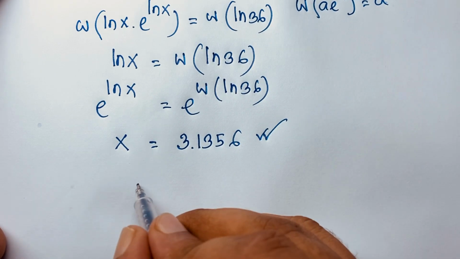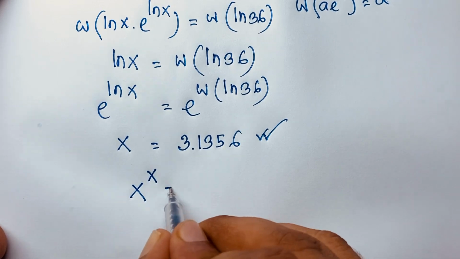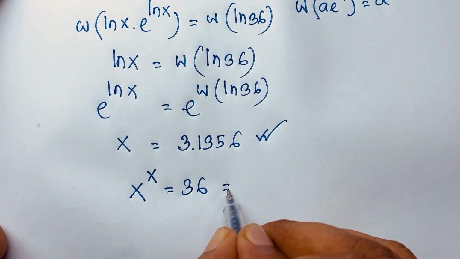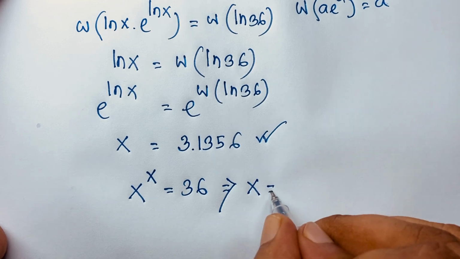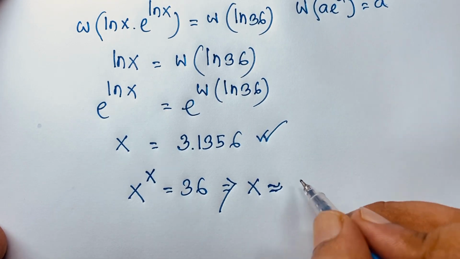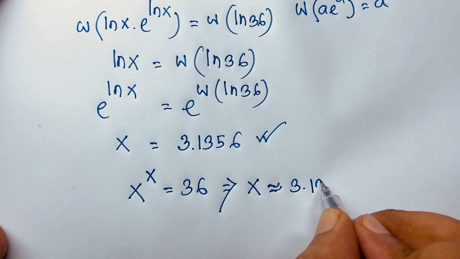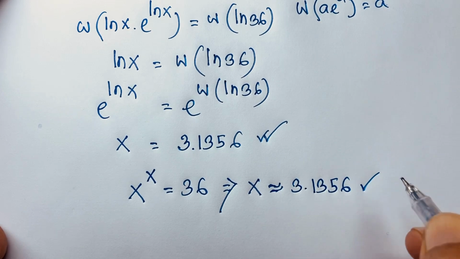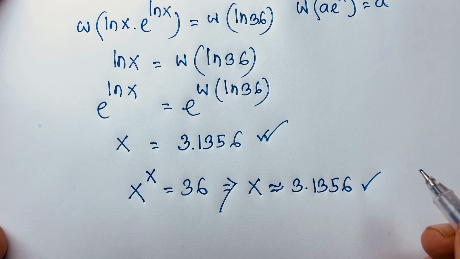So we know that our question is x to the power x is equal to 36. Here x is equal to 3.1356. This is our final answer in this exponential math problem.